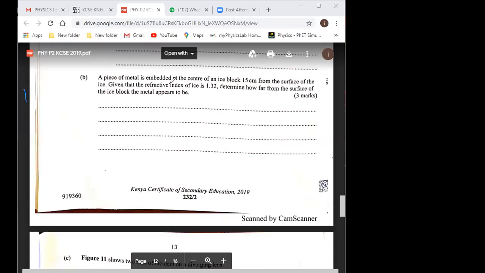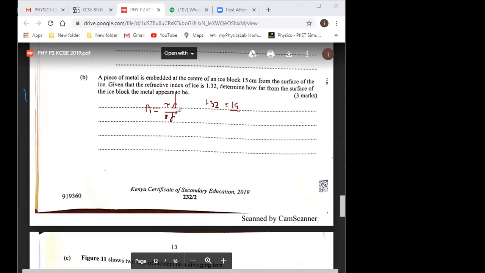We know in terms of depth, the refractive index n is equal to the real depth, and you have to write in full in exams, over the apparent depth. If you want this formula to be marked, it has to be in full, not initials. So we can see the refractive index is 1.32. The real depth is the actual length of the block, which is now giving us 15 centimeters.